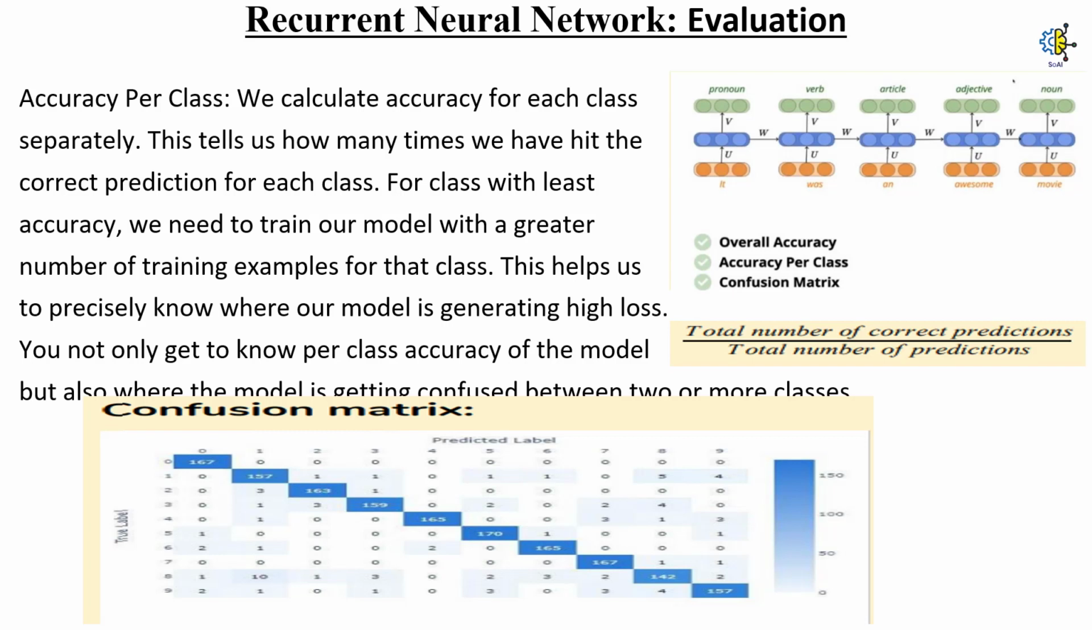Here: overall accuracy, accuracy per class, and confusion matrix. Overall accuracy is the total number of correct predictions divided by the total number of predictions.